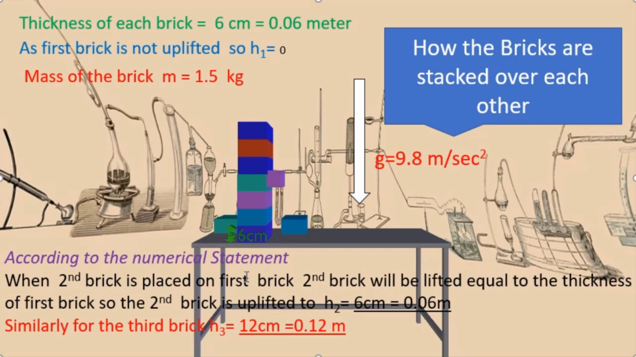So we can see how the 10 bricks can be stacked on each other and what happens in this way. The gravitational acceleration causes the force of gravity, and here we can see the dimensions and the distance by which the different bricks will be uplifted.